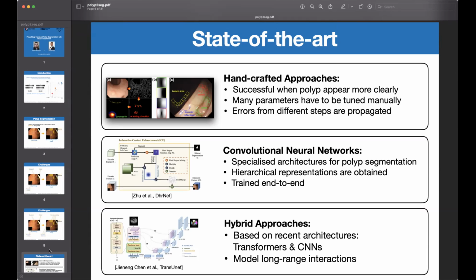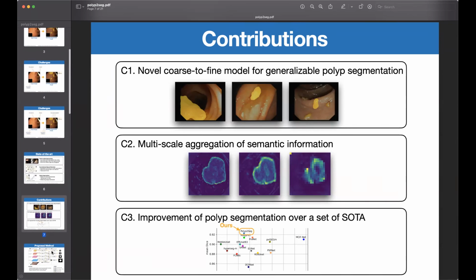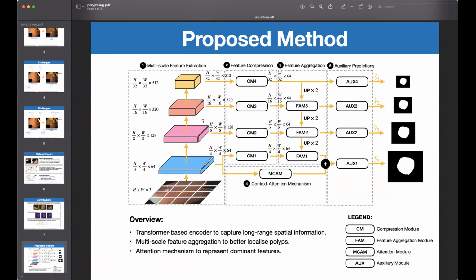pixel-wise relationship information. So the major three contributions of our work are as follows. We propose a novel coarse-to-fine model for polyp segmentation from colonoscopy images. The second contribution of our approach is some novel modules which are proposed focusing on the multi-scale aggregation of semantic segmentation, and we propose a new approach which performs better than some of the state-of-the-art approaches. So this is an overview of our proposed method.